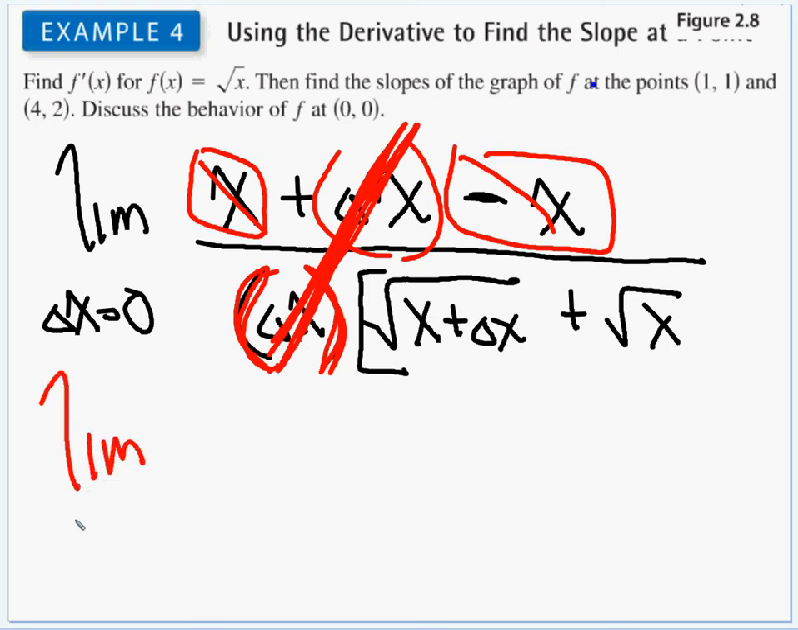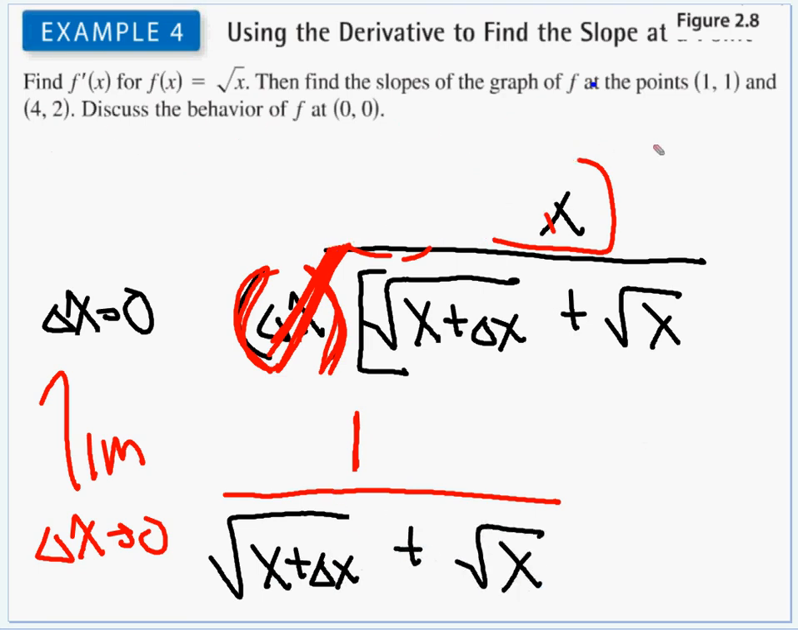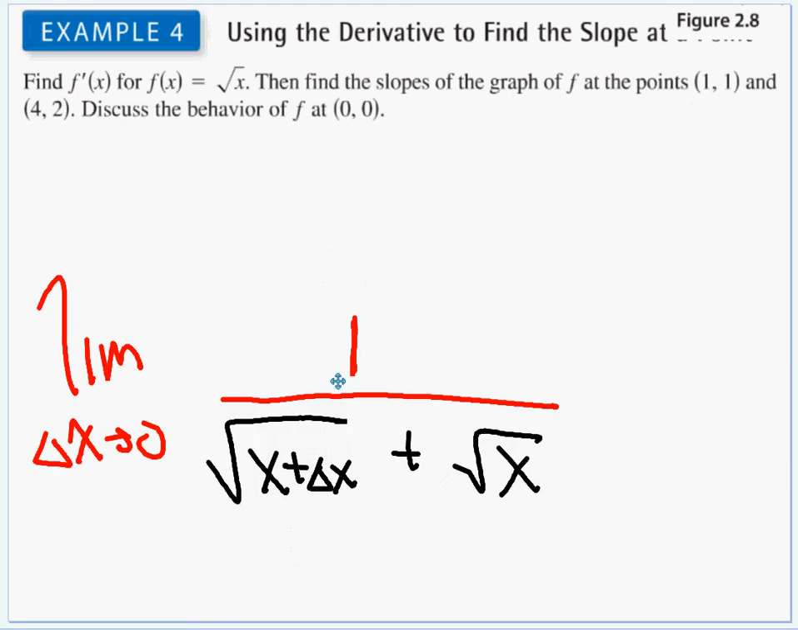Don't forget that that delta x in the numerator, at the very least, was a placeholder. So there still is going to be a 1 up in the numerator. And down in that denominator, we have our original conjugate, x plus delta x under a root plus another root of x. So we tried direct sub at the beginning. Let's see if direct sub works now.